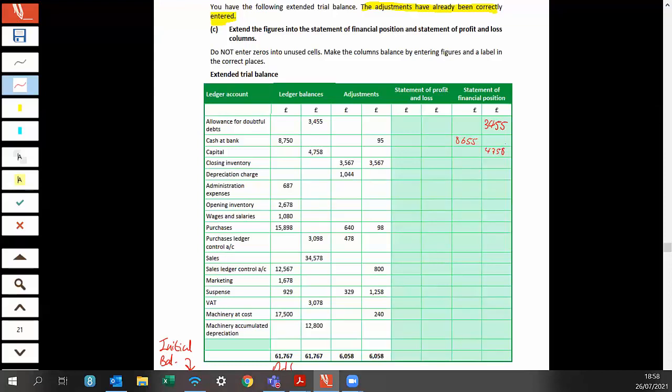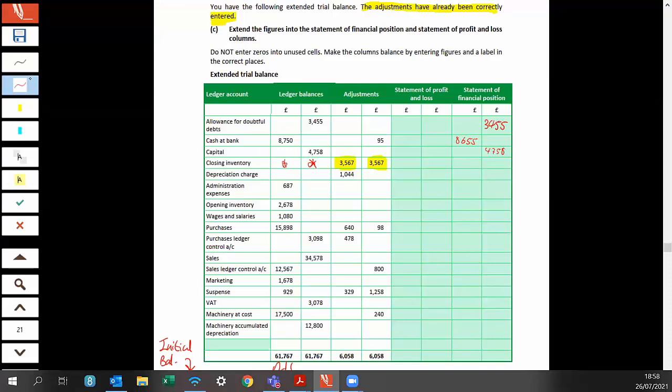4,758. Fantastic. Closing inventory. Now, closing inventory is an interesting one, and this is something that does catch people out. You'll see that we've got no original entry in the ledger balances, but then we have two in the adjustment section for the equal amounts. So basically what's going to happen here, if you aren't 100% sure already, is that we're going to have an entry into both financial statements. Closing inventory is an item that will appear on both.